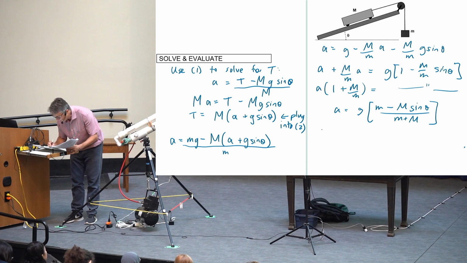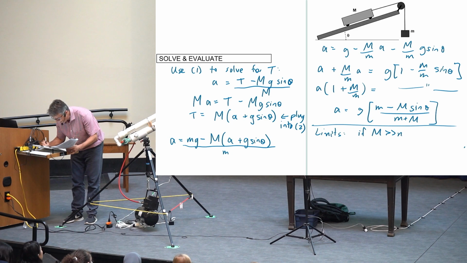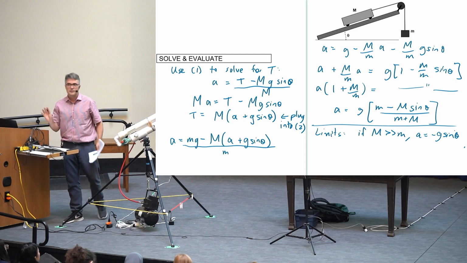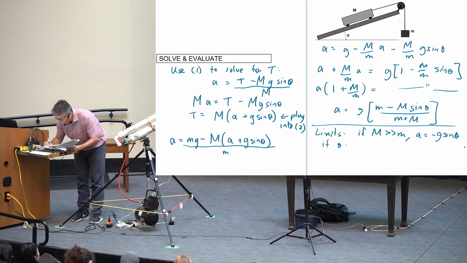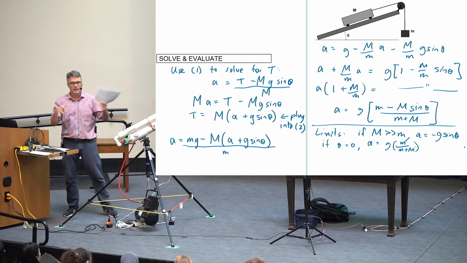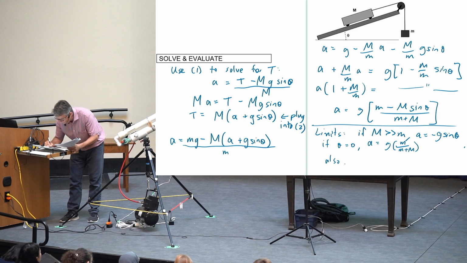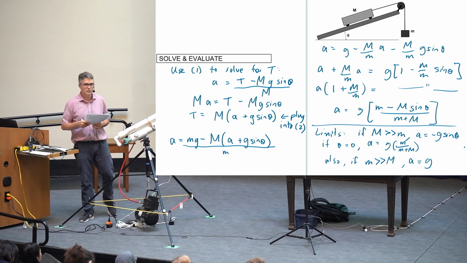And so that's the answer, I guess. The limits, if you want to think about that: if the cart mass is much, much greater than the hanging mass, then I think A is just equal to negative g sine theta. It's as if the little hanging mass isn't there at all, and it'll just slide backwards with g sine theta. So that makes sense. Another limit is that if theta is equal to 0, then you get A is equal to g m over m plus capital M. We sort of did that before, where you've got a hanging mass and just a flat, frictionless table, and it accelerates. And also, if the hanging mass is much, much greater than the cart, then A is equal to g. It's as if the cart isn't there and the hanging mass would just fall with acceleration g. So that's good as well. It's good to check the limits sometimes.